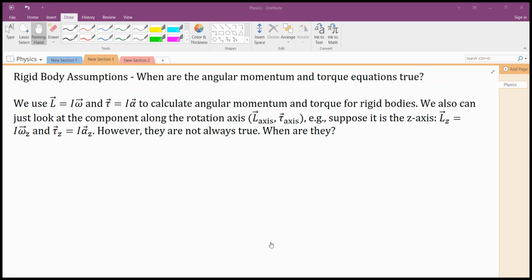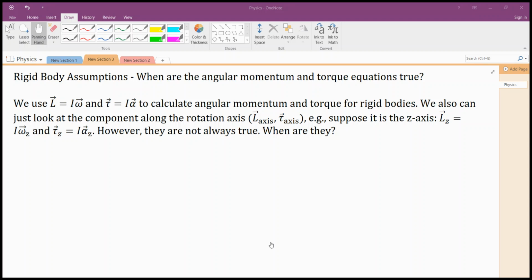When dealing with rigid bodies, we have a couple of equations we can use to calculate angular momentum and torque. L equals I omega and torque equals I alpha. However, these equations do not hold in general for rigid bodies. They only hold under particular conditions.